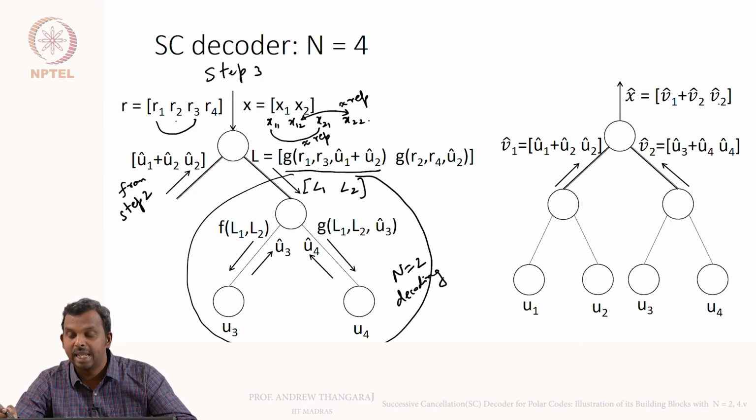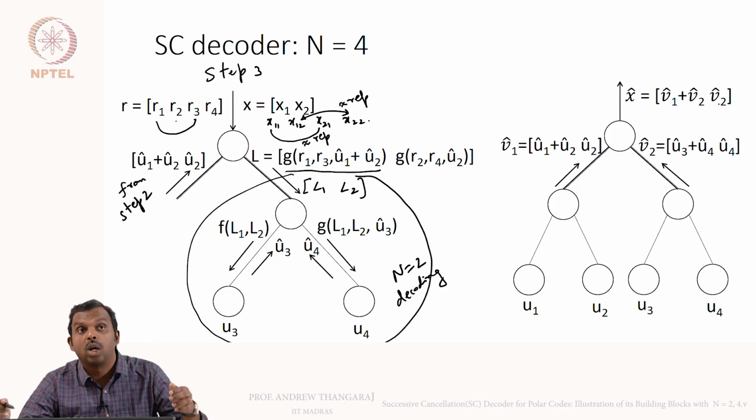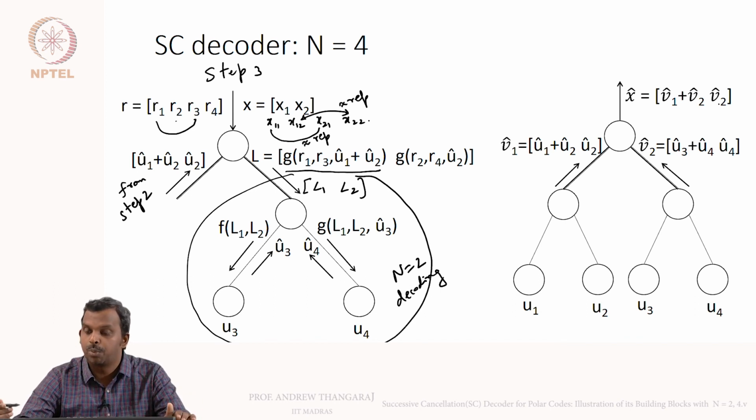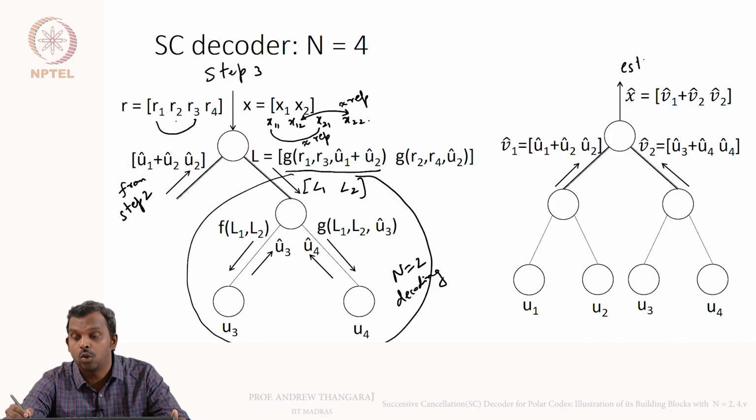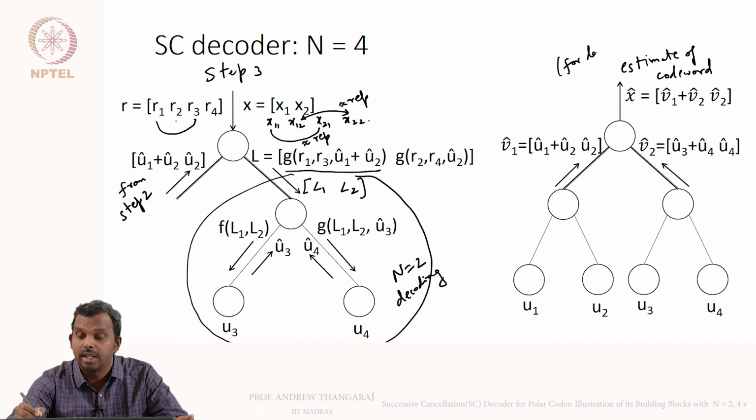Now once you find u1 hat, u2 hat, u3 hat, u4 hat, you are done as far as n equals 4 decoding is concerned. You do not need anything more. But we are going to proceed and look at this calculation of the code word also. This is the estimate of the code word, and you do not really need it for decoding n equals 4, but why will I need the estimate of the code word here? When I want to go for larger n. So this is useful for larger n once again.